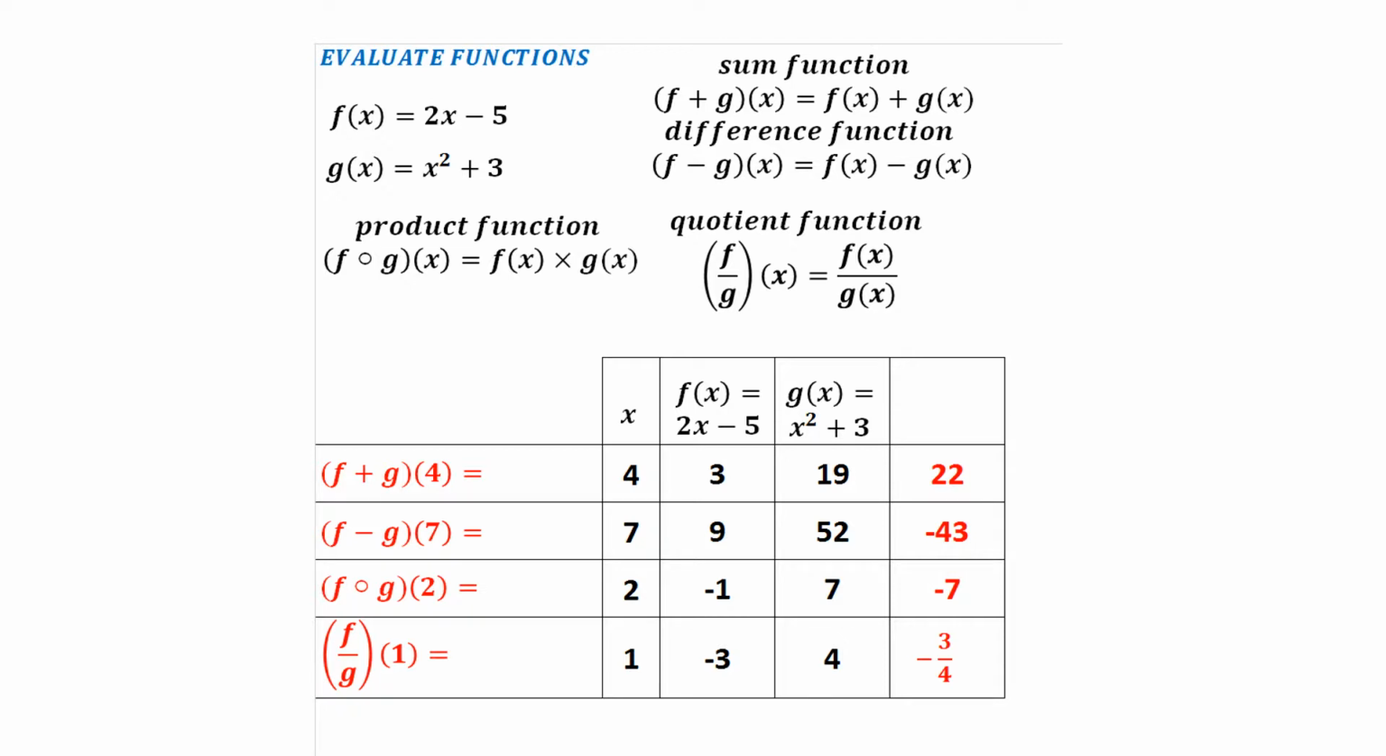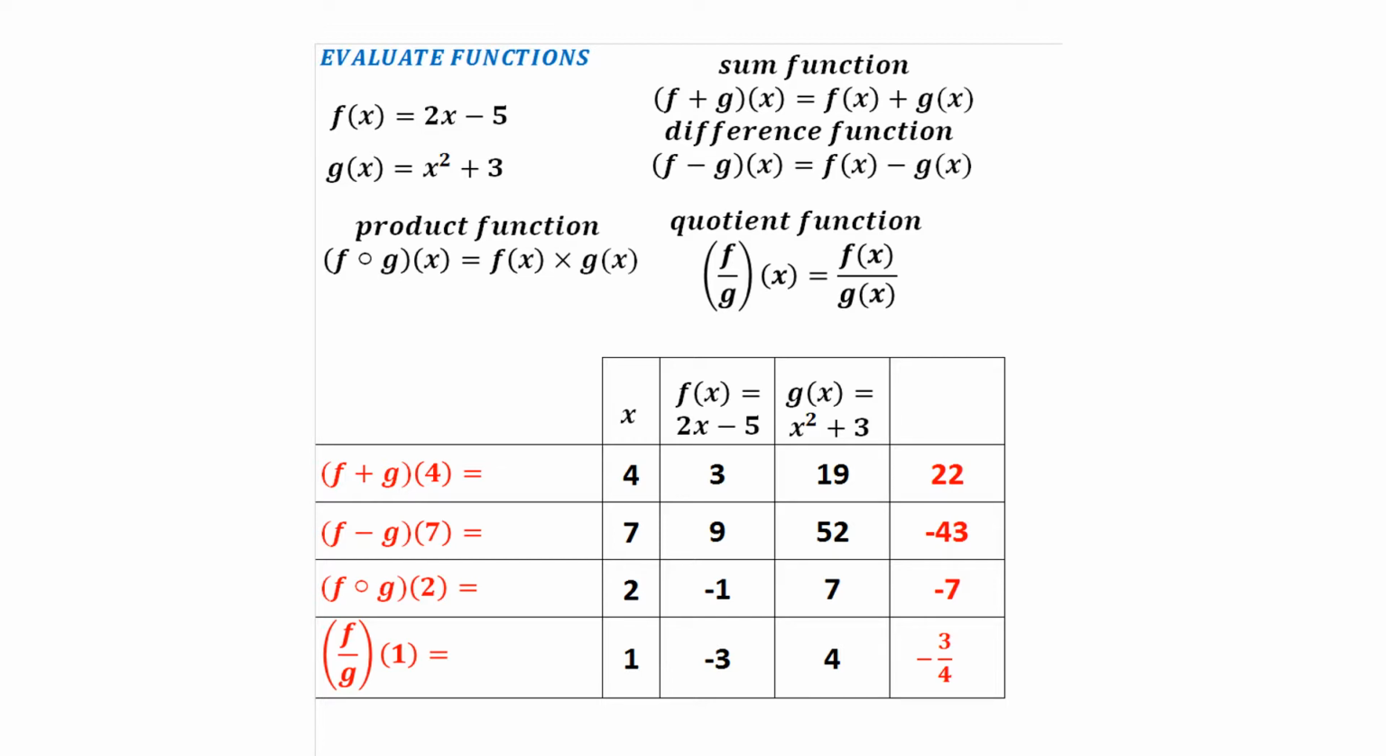Now let's work them out for g of x. So we got x squared plus 3. So we plug in 4. 4 squared is 16 plus 3 is 19. We plug in 7. 7 squared is 49 plus 3 is 52. We plug in 2. 2 squared is 4 plus 3 is 7. And we plug in 1. 1 squared is 1 plus 3 is 4.